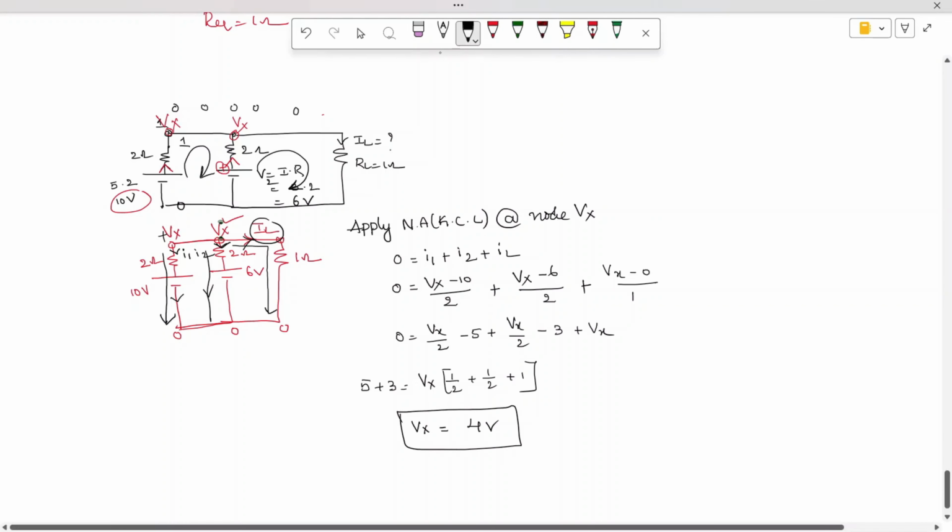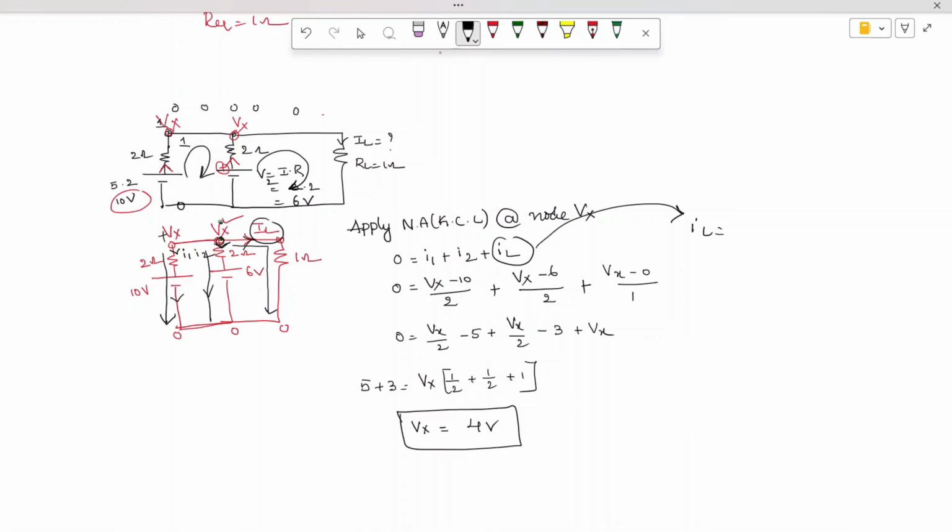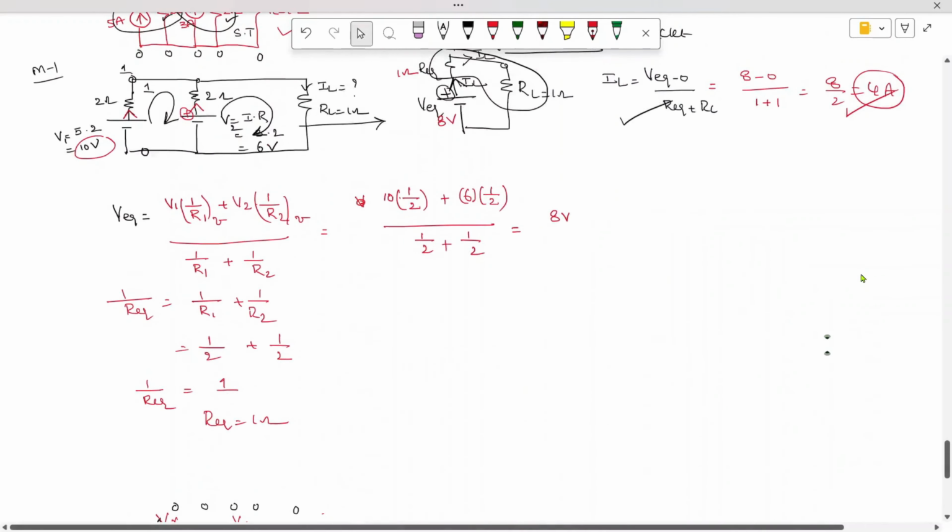But what I require is the IL value. What is the value of IL? We successfully found that the voltage Vx is 4 volts. IL is equal to Vx minus 0 by 1, which is nothing but 4 volts minus 0 by 1 ohm. This is the amount of current, 4 amperes. You can verify with the previous answer also. We had also got the same 4.